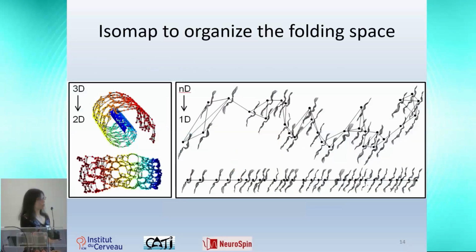Isomap is the algorithm that we used. It's a simple dimension reduction algorithm that finds the neighborhood of similarity, and then we simply go down, for example, from 2D to 1D, so that we can plot the variability in one line.